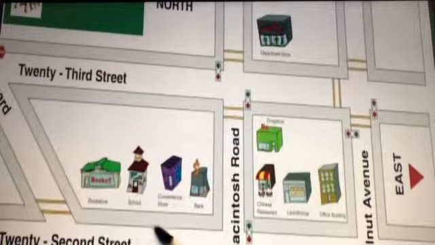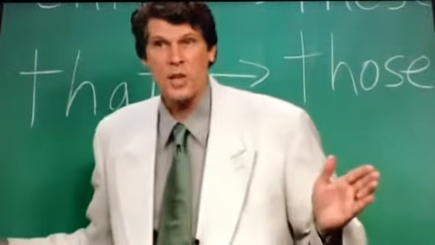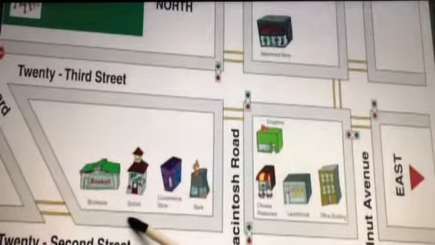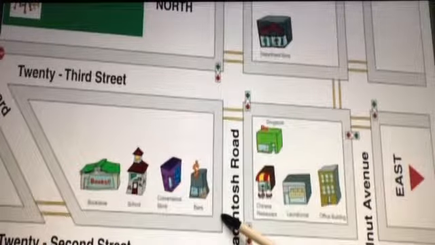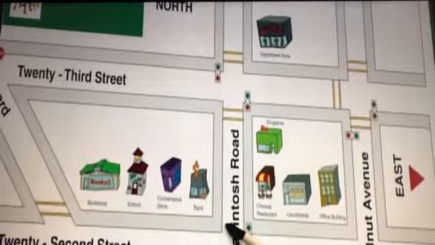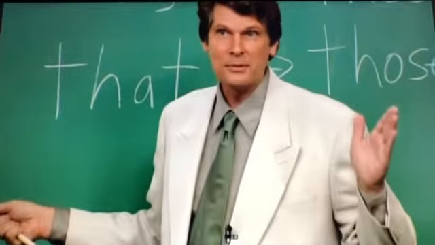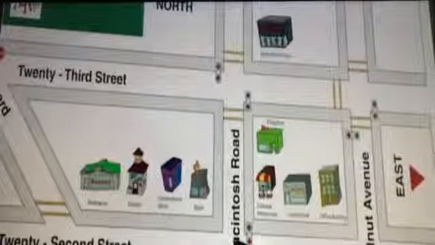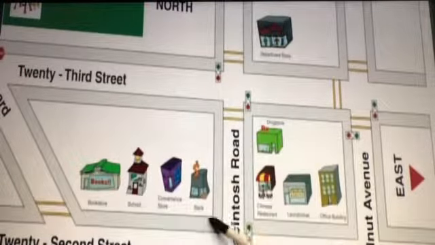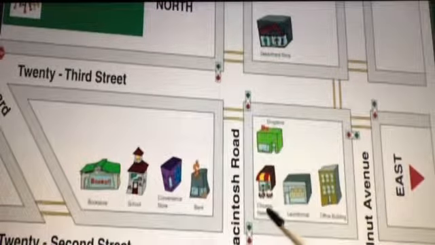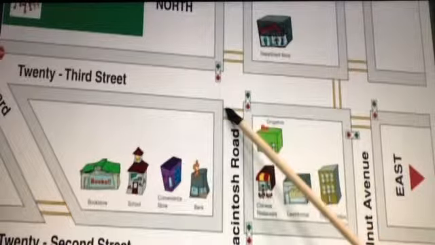First, you told me to turn left. What do I have to do next? Anna? Walk east on 22nd Street to the corner of 22nd Street and McIntosh Road. Exactly. Next, Gonzalo. Turn left. Yes, turn left. Imelda? Walk on McIntosh Road to 23rd Street. Yes, walk straight on McIntosh Road to 23rd Street.